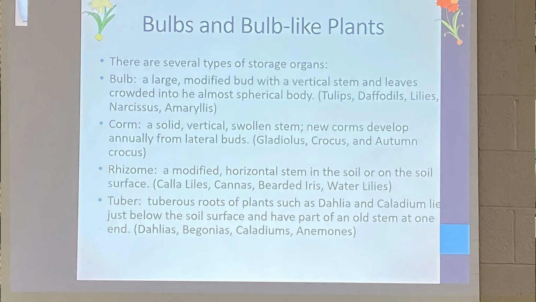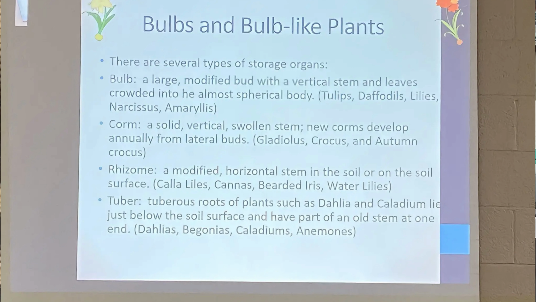And then bulbs and bulb-like plants. There are several types of storage organs. Bulbs: a large modified bud with a vertical stem and leaves crowded into an almost spherical body, like tulips, daffodils, lilies, narcissus, amaryllis. Corms: a solid vertical swollen stem. New corms develop annually from lateral buds, like gladiolas, crocus, and autumn crocus.